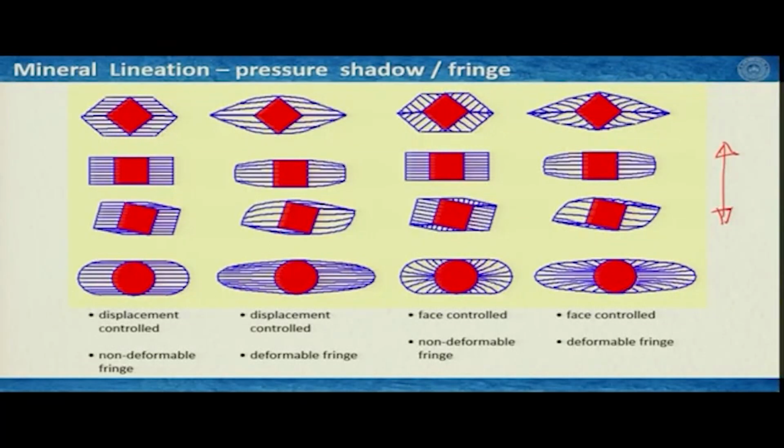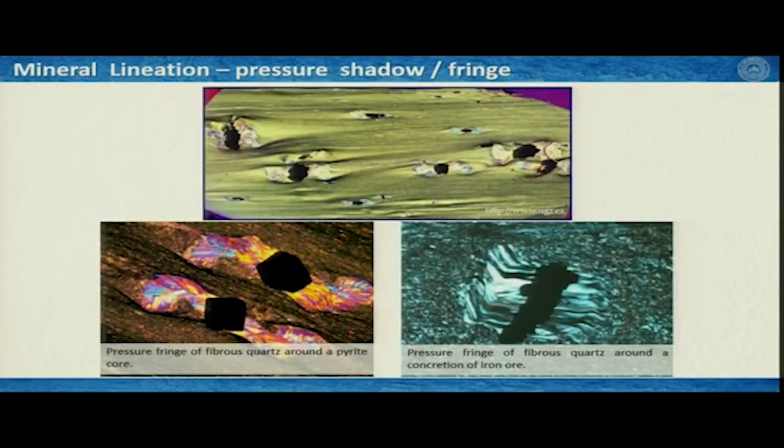So, here is a table. If you are interested, you can look at all these things in the book of Passchier and Trouw, Microtectonics, 2005. But here I give you some examples or images. You can see these are the clasts and these are the fringes or pressure shadows. So, you can see that in the entire piece of this rock, these are defining a lineation.